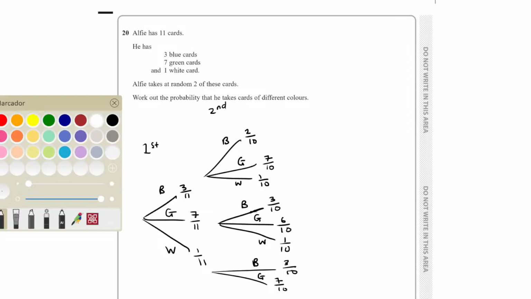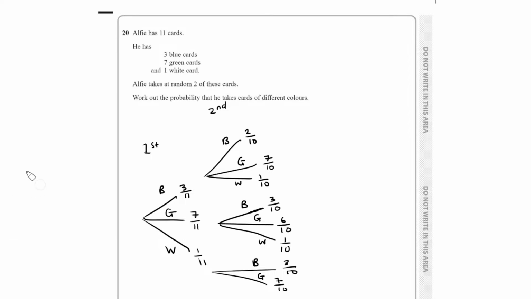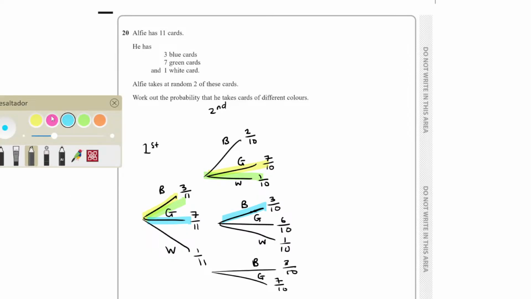If that doesn't make sense to you and you'd rather just stick to one consistent method, then I'm going to do that. So I'm going to highlight the options that obviously do satisfy what they've said, different colours. So for example, he could do blue first and then green. He obviously can't do blue and blue. But he also could do blue first, then white. But then he also could do green first and then blue. See how this is the problem, is there's quite a few options.